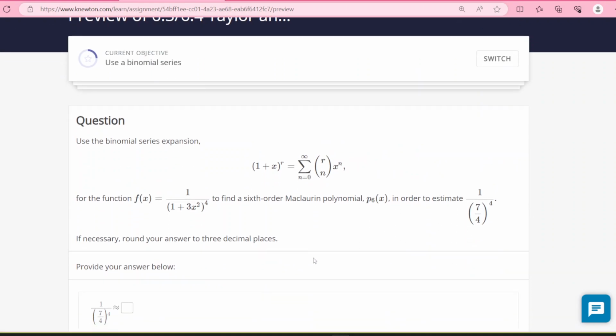All right, so this time we're asked to, again, use this Maclaurin expansion for 1 plus x to the r and write a power series for it, centered at 0, for the function 1 over (1 plus 3x squared) to the 4th, and use this to find a 6th order Maclaurin polynomial.